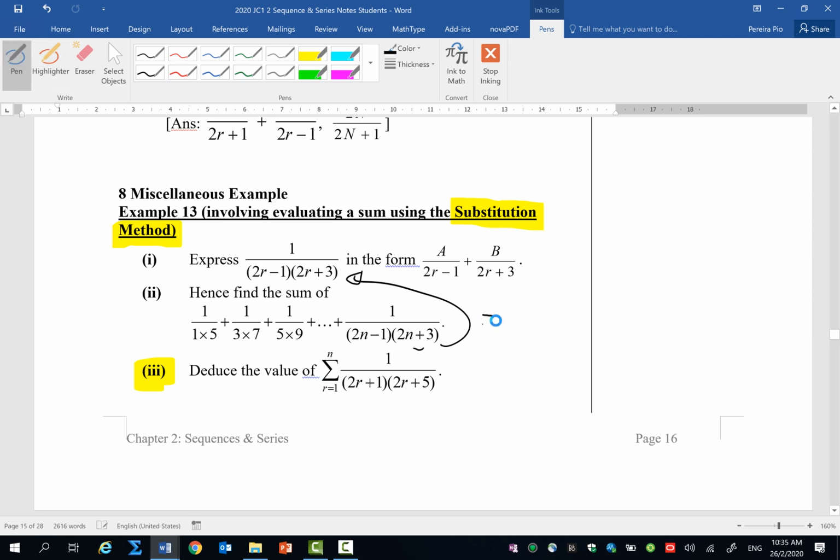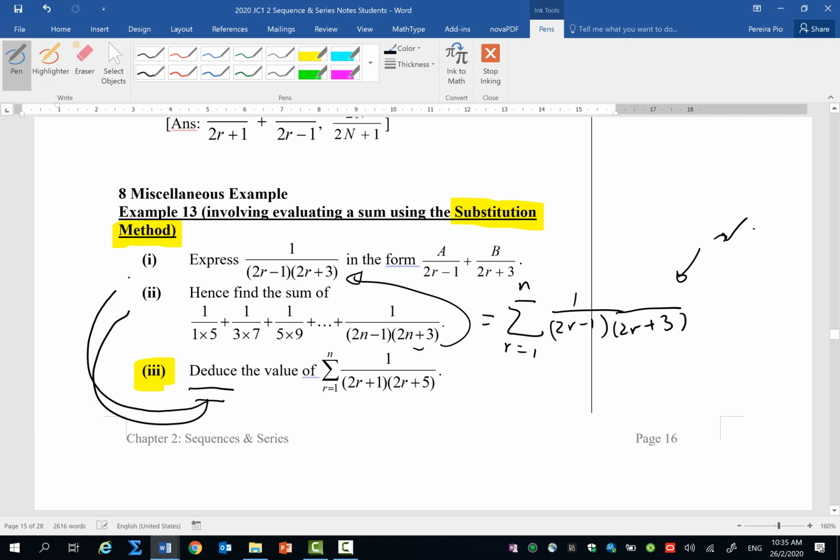Now, this sum, as we already know, is the sum from r equals 1 to n of 1 over (2r minus 1)(2r plus 3). Okay? So, we know what this is. We already know what the formula is for this. But now we want to use it because of the word deduce. Deduce means, and I want to repeat this, these are very key action words, deduce means you must use the previous results.